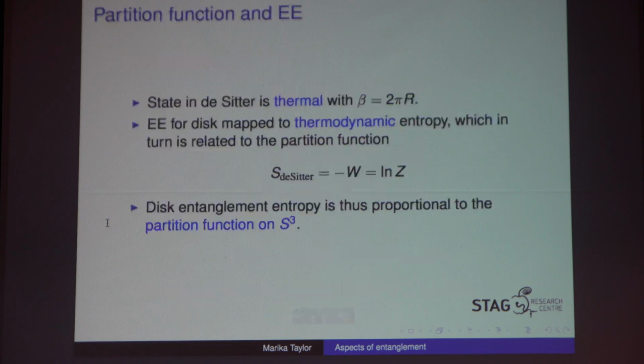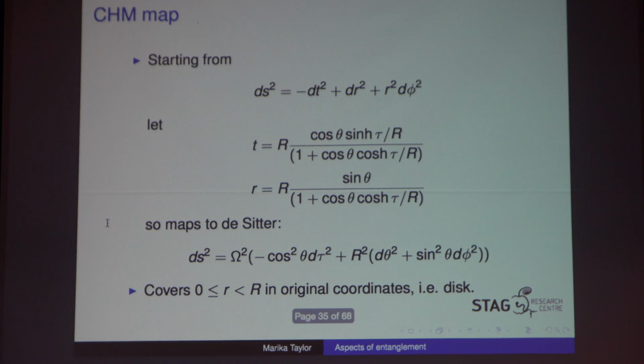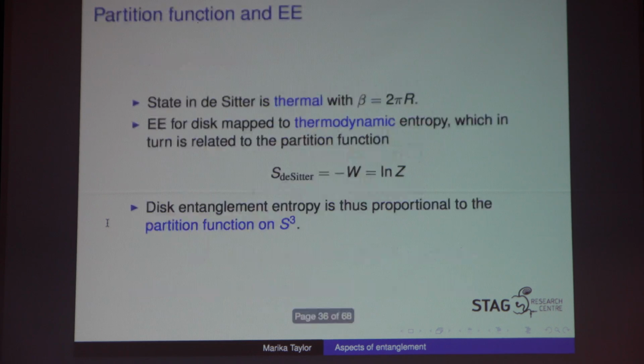Now, if you follow this conformal map, we started with just the trivial vacuum in the original space, but now the information about the radius of the disk is captured by the fact that the state we get in de Sitter is thermal with a periodicity proportional to the radius of the original disk. And so the entanglement entropy for the original disk is just mapped to thermodynamic entropy associated with the thermal state, and that in turn is just related to the partition function.